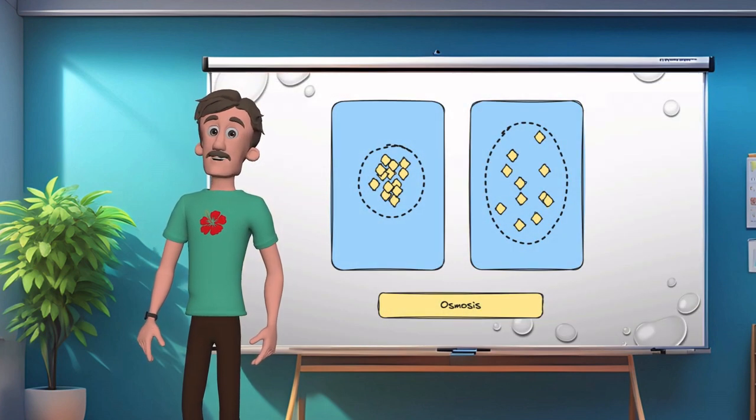So, whereas diffusion refers to the movement of molecules from an area of high concentration to an area of lower concentration, what happens if the molecules can't move across the membrane? Well, nothing really, unless the membrane is impermeable to the solute, but permeable to the solvent. In other words, the particles can't move across the membrane, but the water can. This is osmosis, and osmosis is a special case of diffusion.